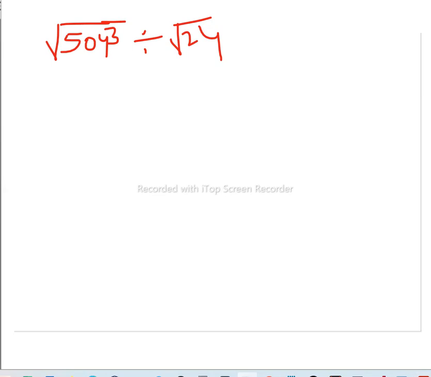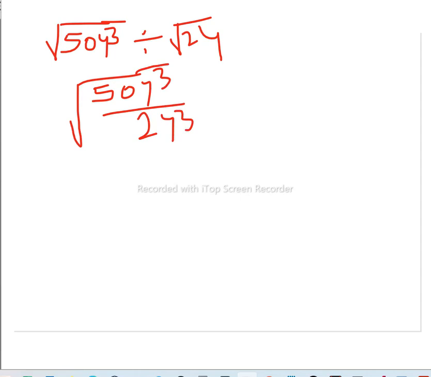So let's simplify this. We can write this equation in another way. Divided means it is a fraction, so we will put it as a fraction. Since they have the same index, we will write this equation like this: the square root of 50y cubed over 2y. We can write the equation like this. As we know, when we divide 50 by 2, we get 25.